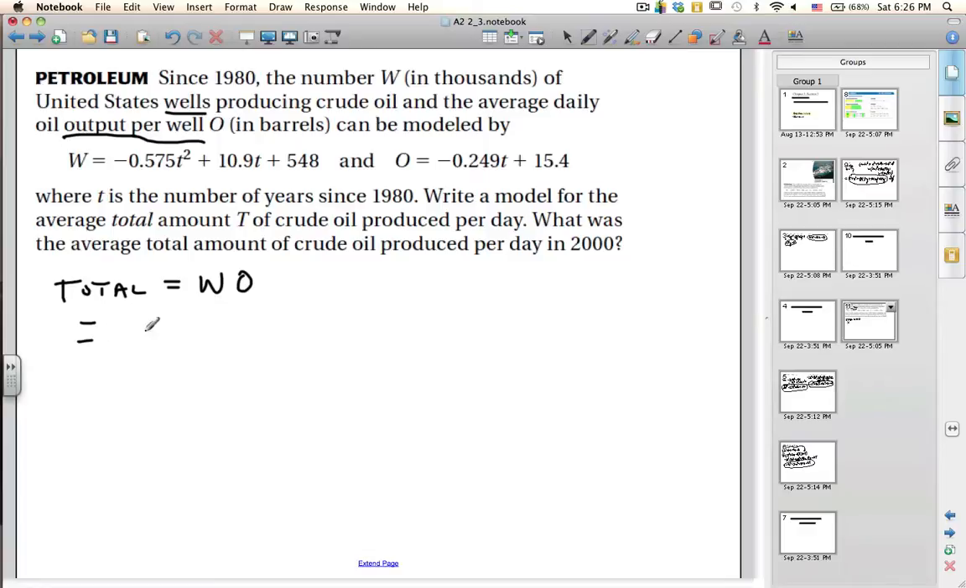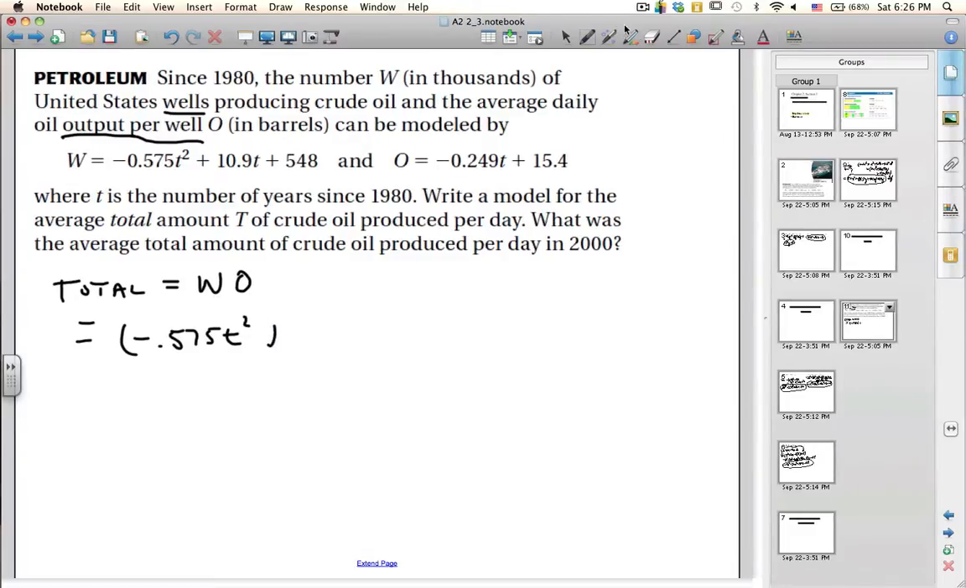So that's going to equal negative 0.575t squared plus 10.9t plus 548 times negative 0.249t plus 15.4. Okay, so I'm multiplying a trinomial times a binomial.